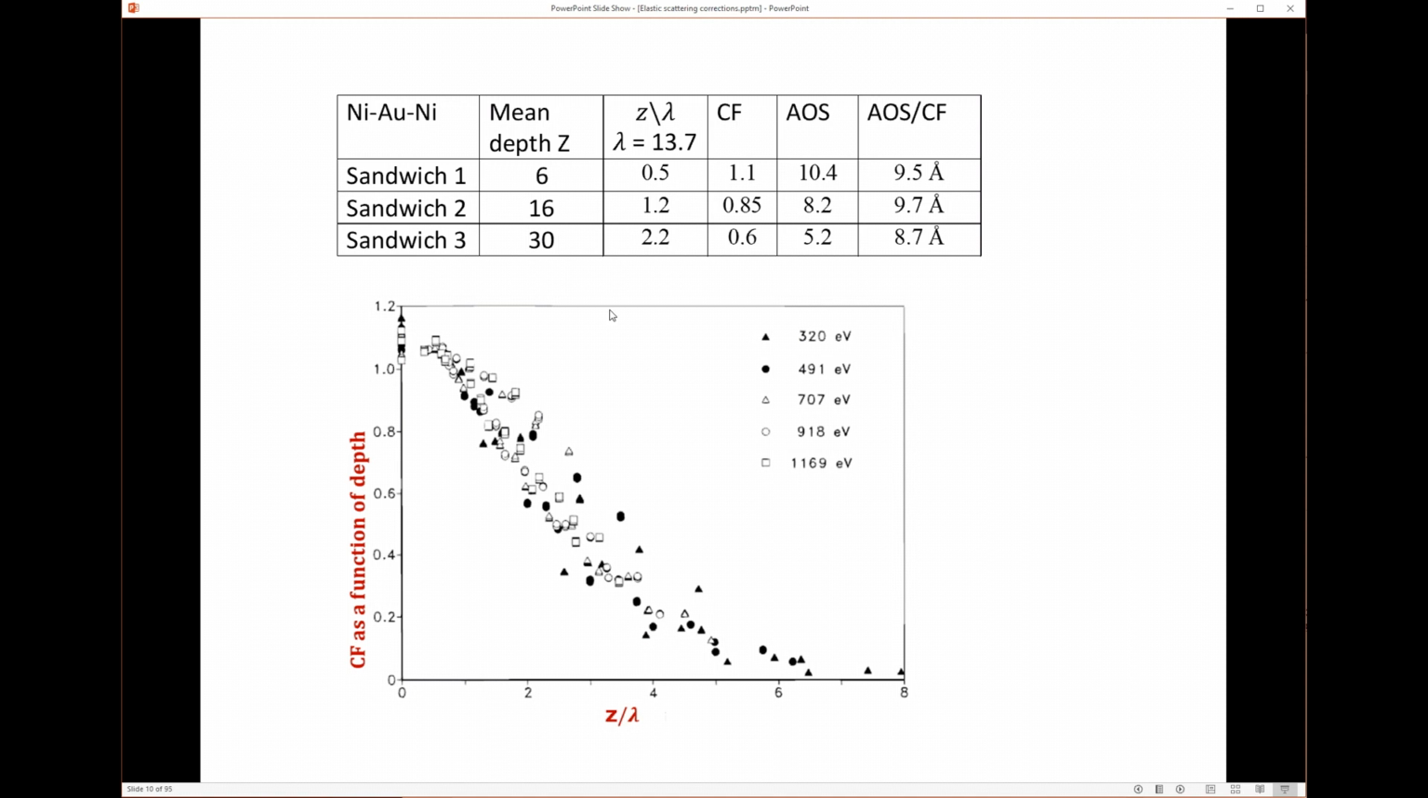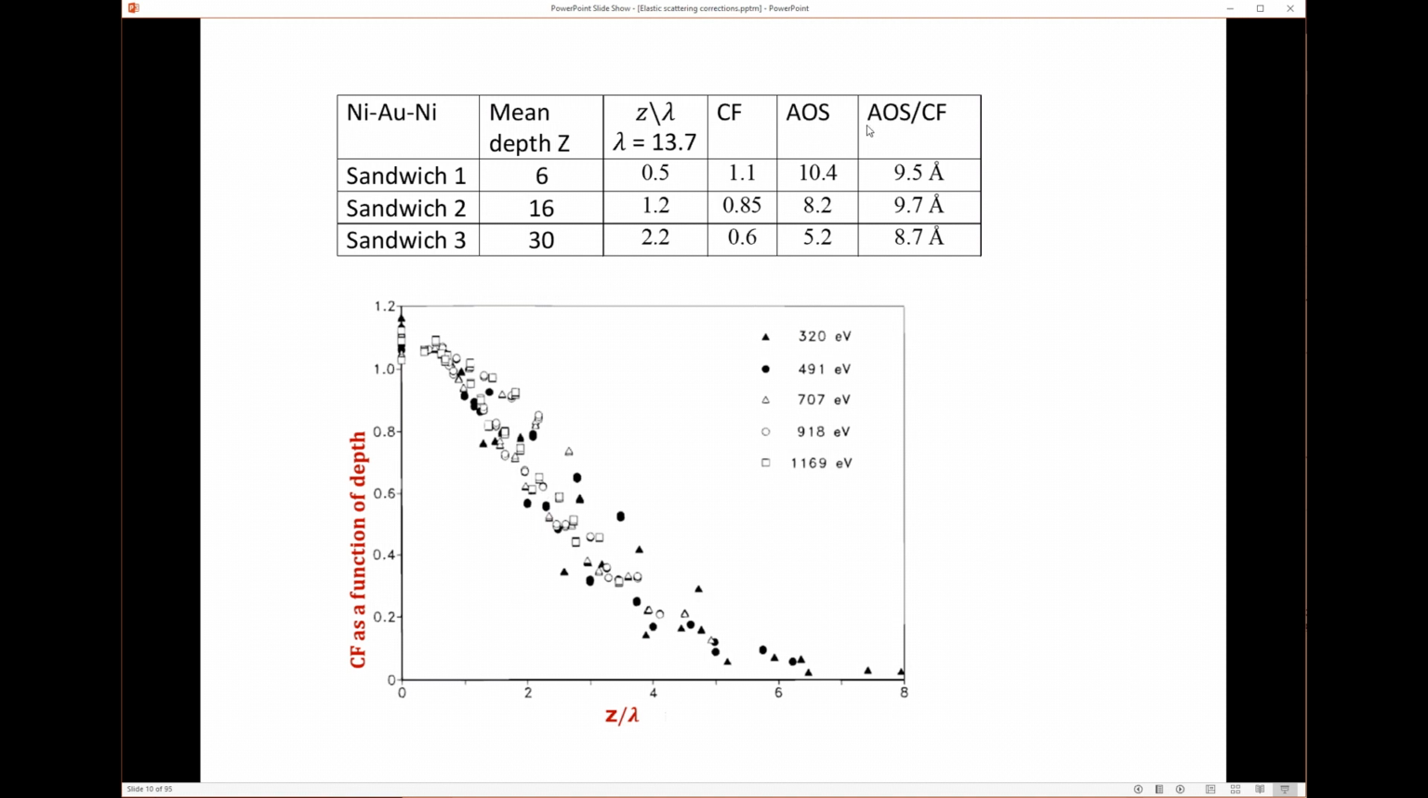So if we look up here, we have a correction factor that is about 1.1 for the first one here at 0.5. It's about 0.85 if we go to 1.2 here. 1.2 is about here, and that's about 0.85. And for sandwich 3, we are at 2.2, so that's here, and we are about 0.6.